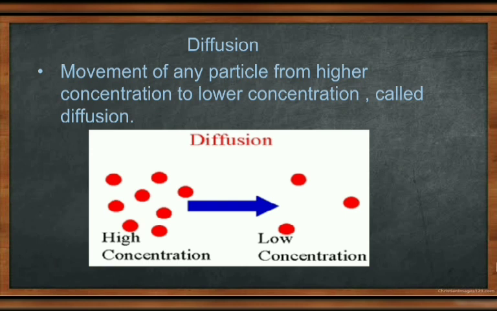If you open a bottle of perfume, then in that area the concentration is automatically higher, and it will spread into those areas which have low concentration. So that is also an example of diffusion. One more example: agarbatti.